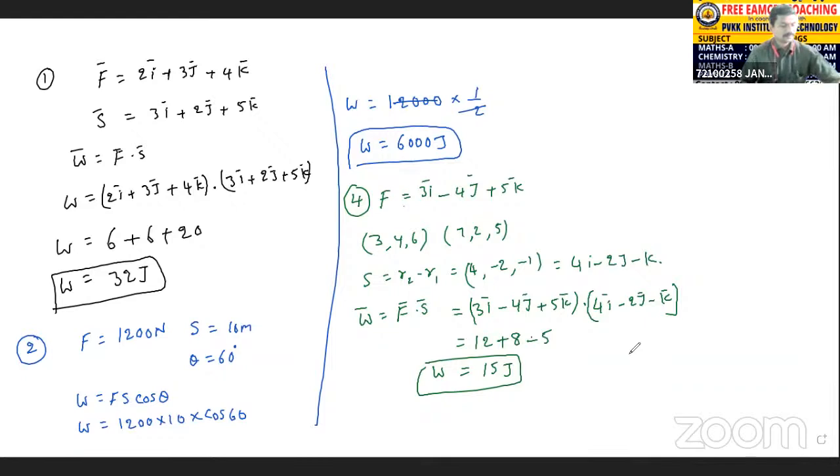Next. The first option is correct. First option is correct.